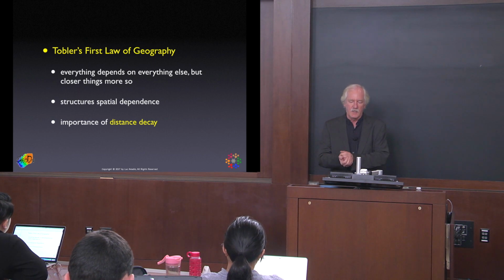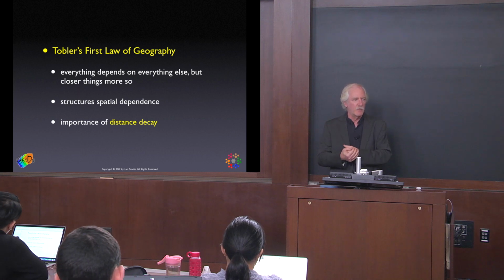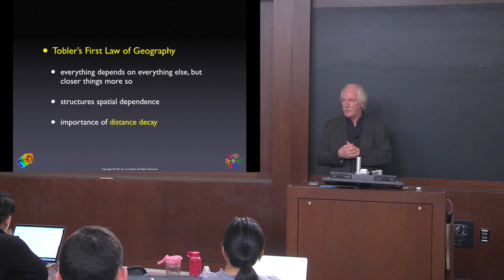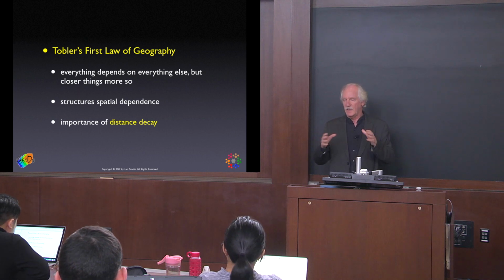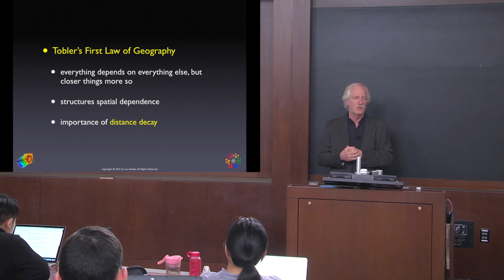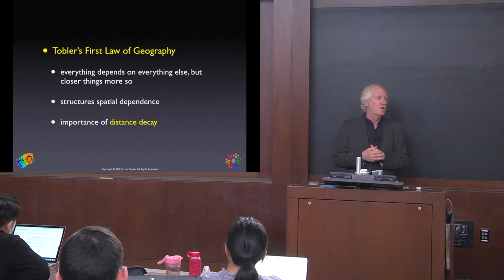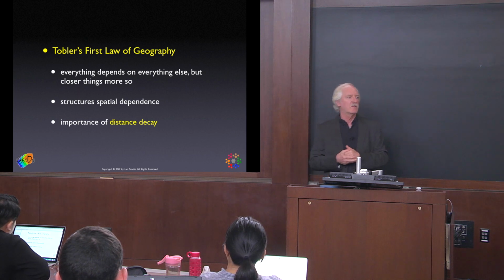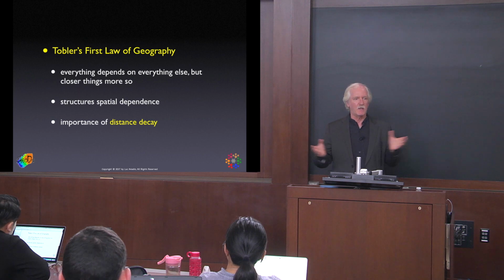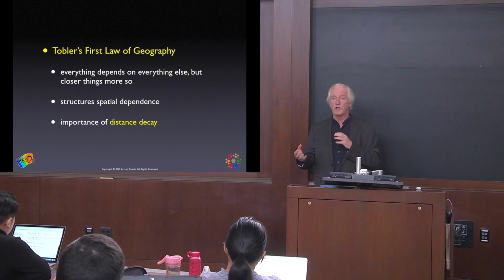Underlying all of this is what people call Tobler's first law of geography. Waldo Tobler was a colleague of mine in Santa Barbara, and he just came up with this. It's basically almost a tongue-in-cheek law. Everything depends on everything else, so society is complex. We knew that. But closer things, more so.